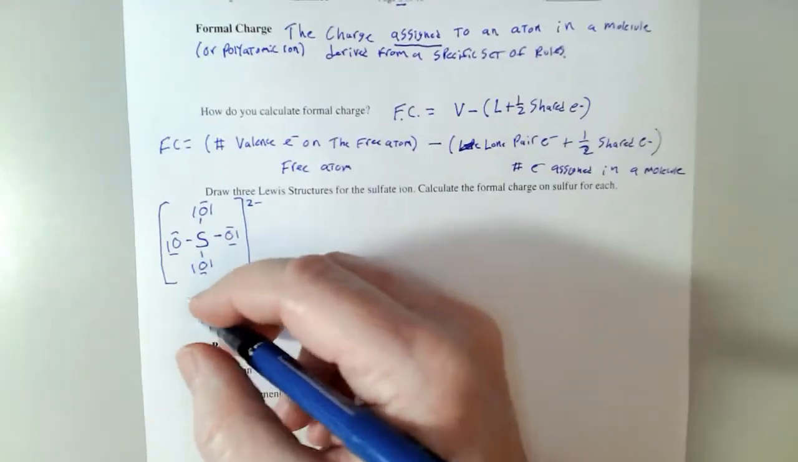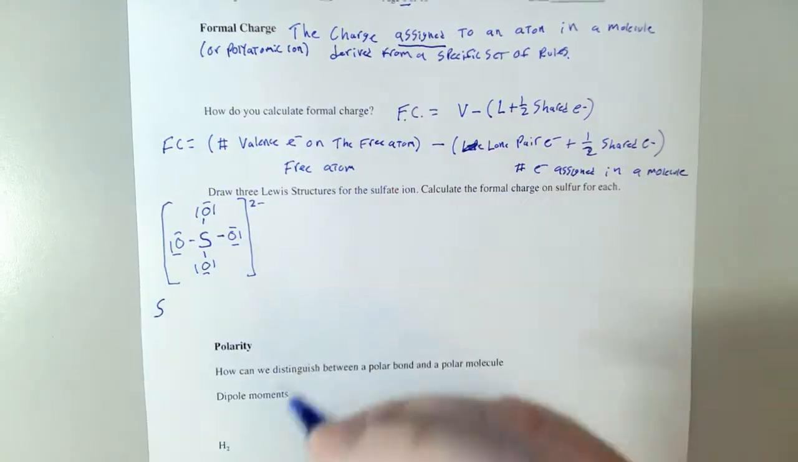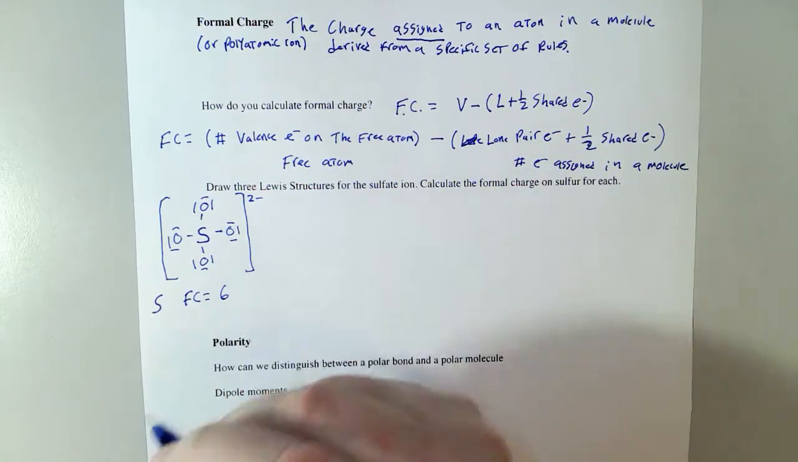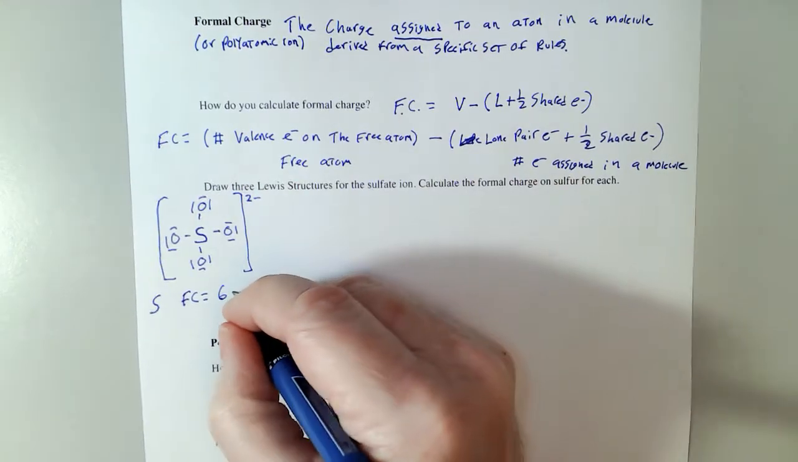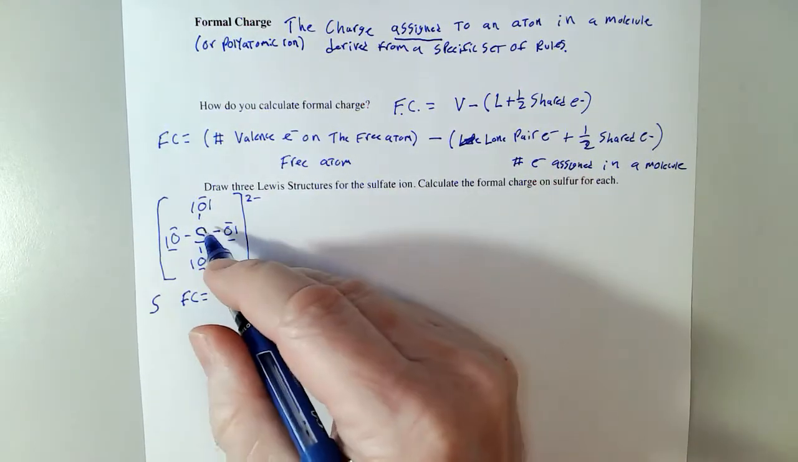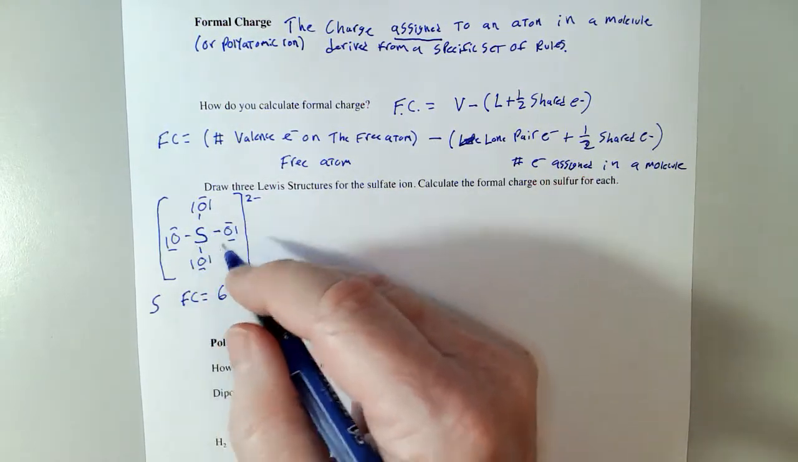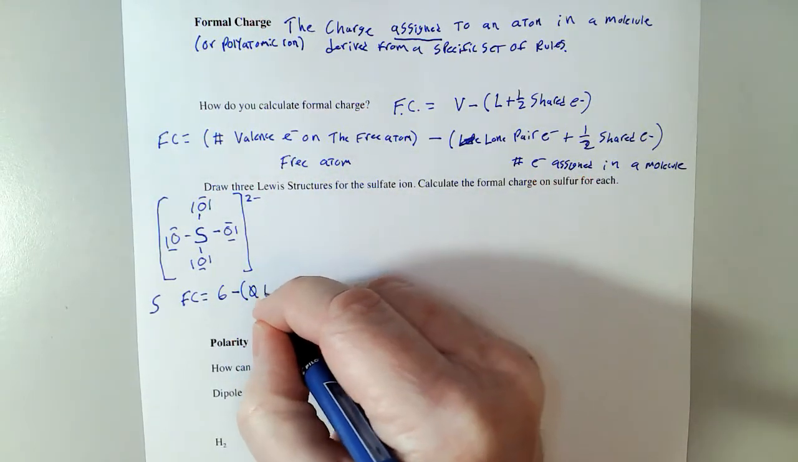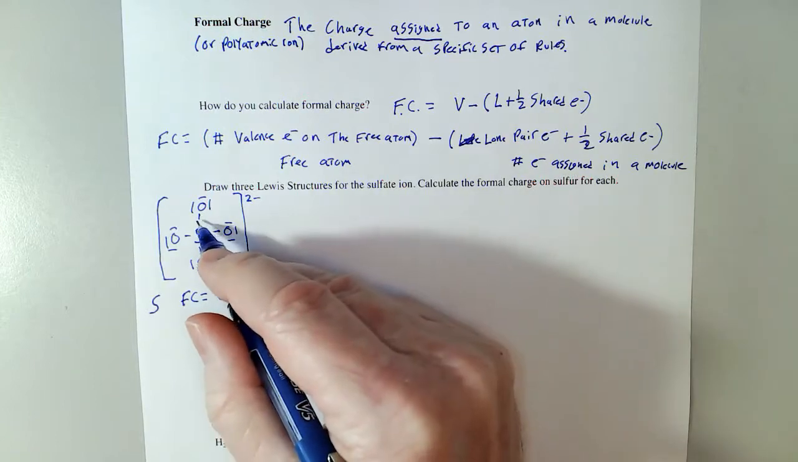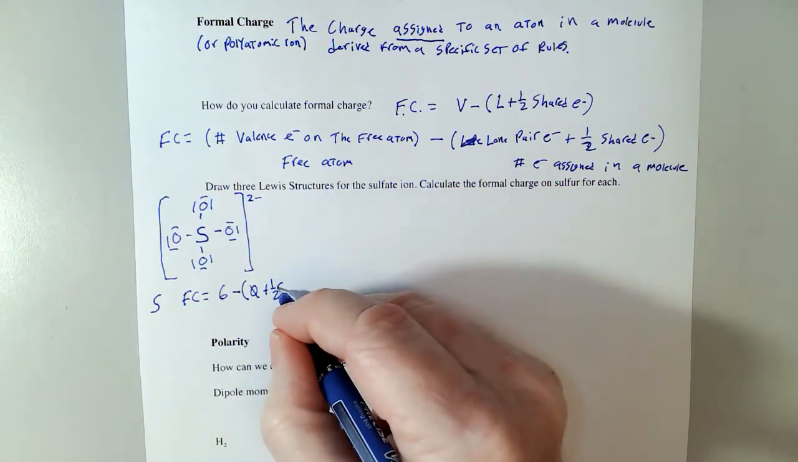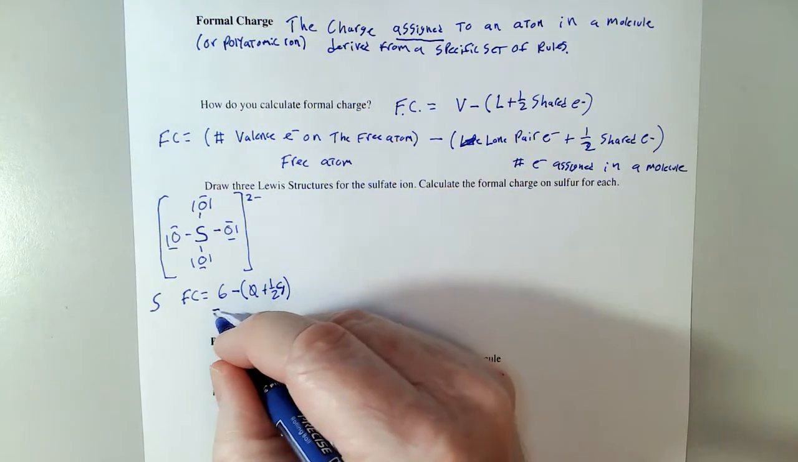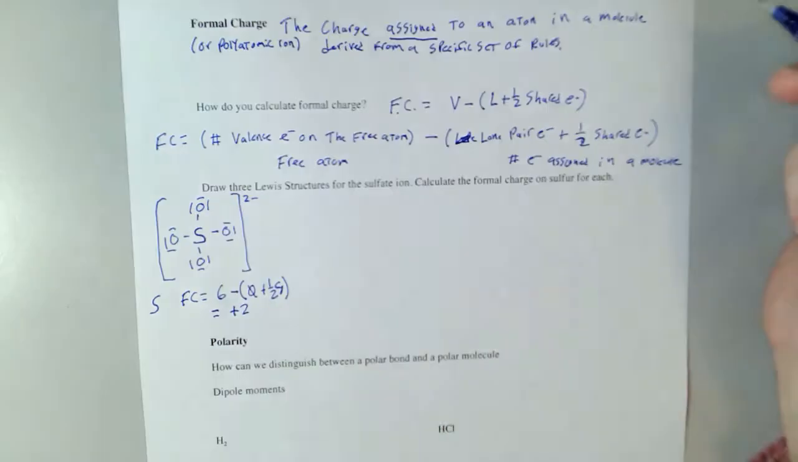So sulfur, we're going to focus on the sulfur. The formal charge for sulfur: it has 6 valence electrons typically, minus. Now here, it has no lone pair electrons on it at all. So I'm going to say 0. Plus 1/2 of 2, 4, 6, 8 shared electrons. So that's 4. 6 minus 4 equals, I'm going to say positive 2.